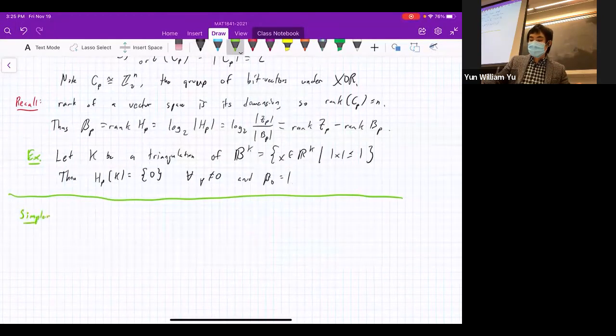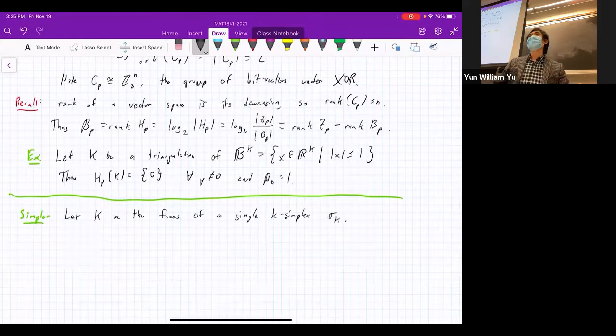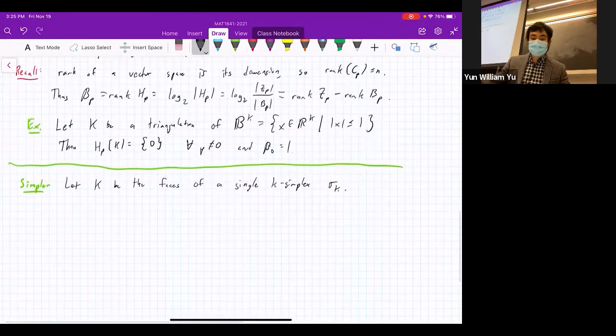So, simpler, we'll let K be the faces of a single K simplex, sigma K. I say the faces of it because I'm including the K simplex itself, as well as all of its faces. So you can think of this as a high-dimensional tetrahedron or something like that.